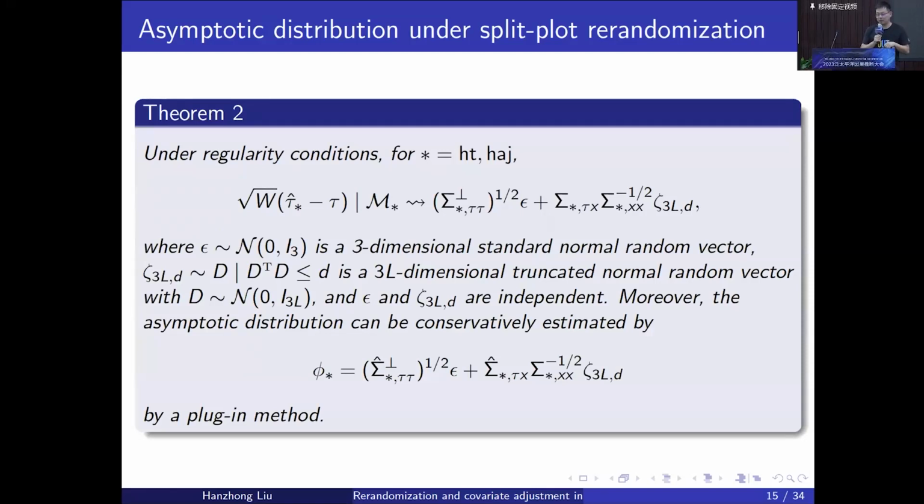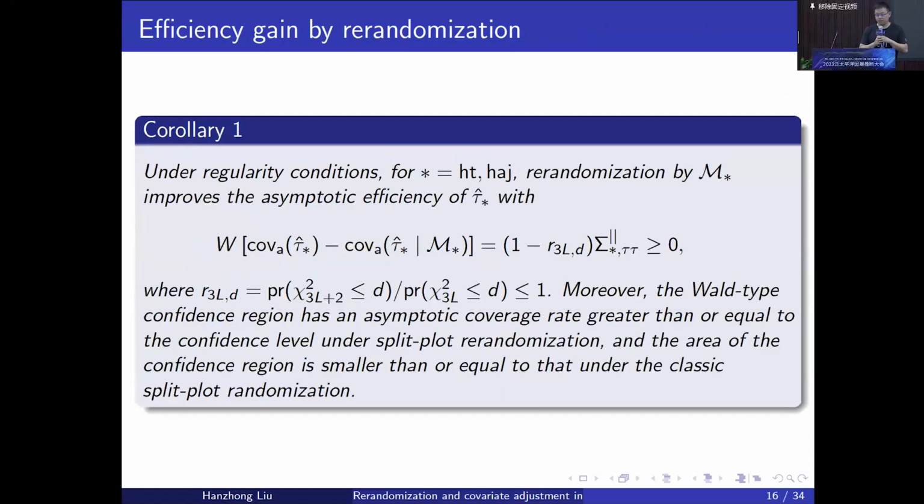We show that under re-randomization M star, the asymptotic distribution of tau hat star is a convolution of a normal component and a truncated normal component. Moreover, the asymptotic distribution can be conservatively estimated by a plug-in method. We also showed that the asymptotic variance of the tau hat star under re-randomization is smaller than that of the tau hat star under randomization. And this implies that the re-randomization can improve the asymptotic efficiency.